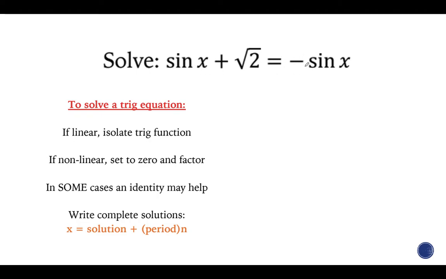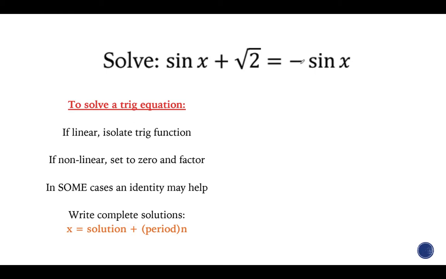So what I'm going to do in this case is I'm just going to solve it like I would a normal algebraic equation. Normally in a normal algebraic equation, we want to isolate the variable, but here we're going to isolate the trig function. So I want to get sine of x by itself, all right? So what I'm going to do here to start is I'm going to add sine of x to both sides, all right?